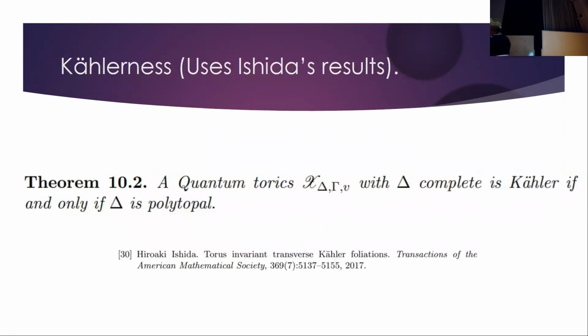And a theorem, using some results of Ishida, one can prove that the toric stack is Kähler if and only if the fan is polytopal, which is to be expected, but kind of nice to know that it is true. So the quantum toric variety is Kähler if and only if the fan is polytopal.